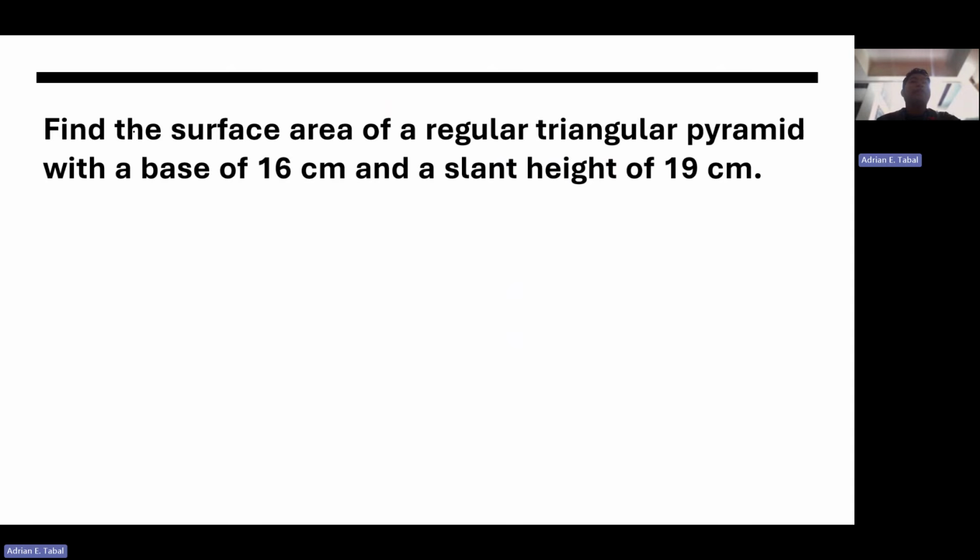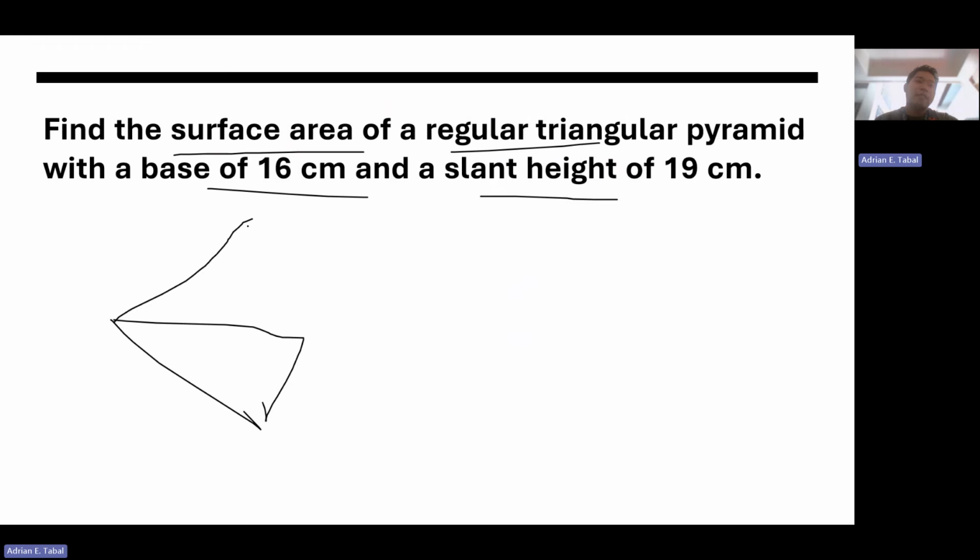Next, we're going to find the surface area of a regular triangular pyramid with a base of 16 cm and a slant height of 19 cm. Same, let's draw first the pyramid so we can visualize everything. We have this slant height of 19 cm. And we also have the base of 16 cm. Let's have 16 also for this one since this is a regular pyramid.